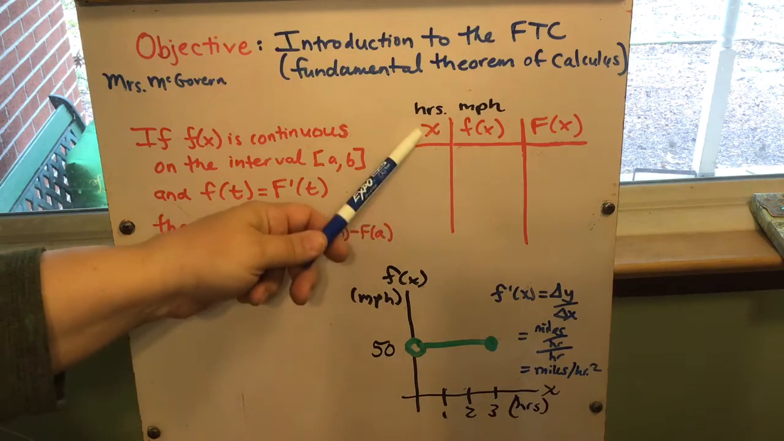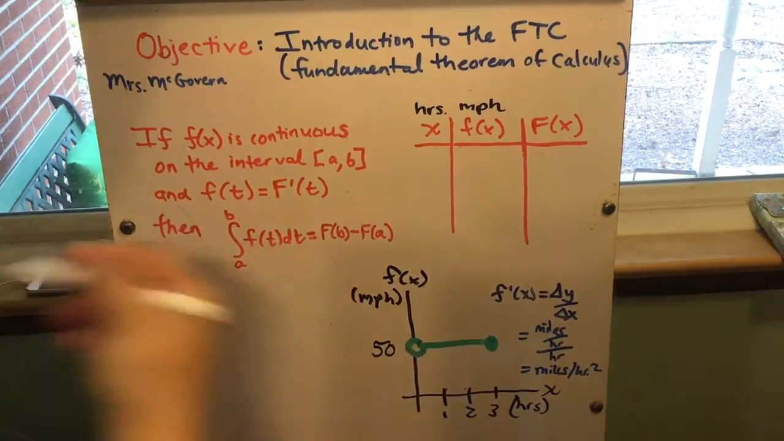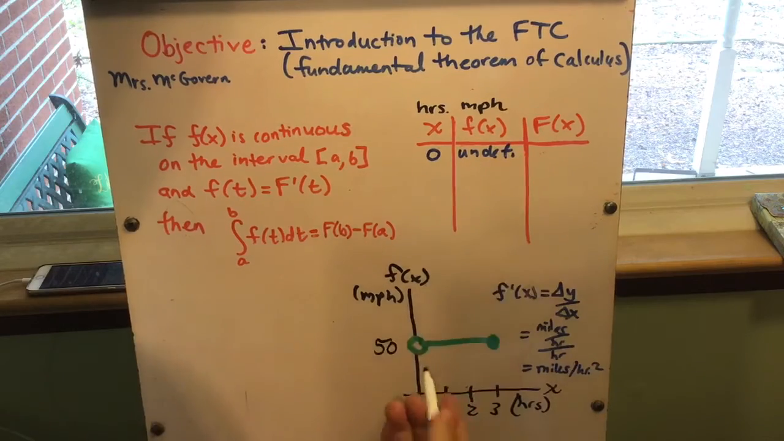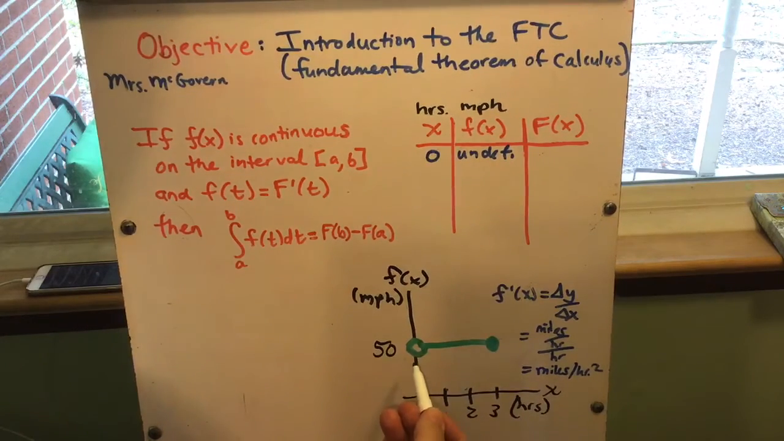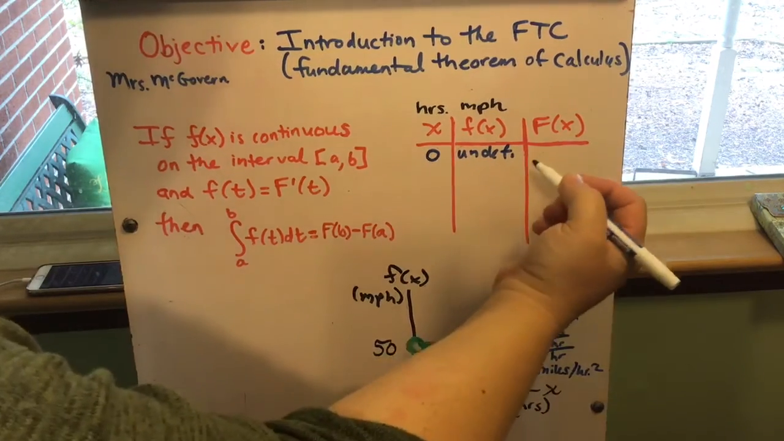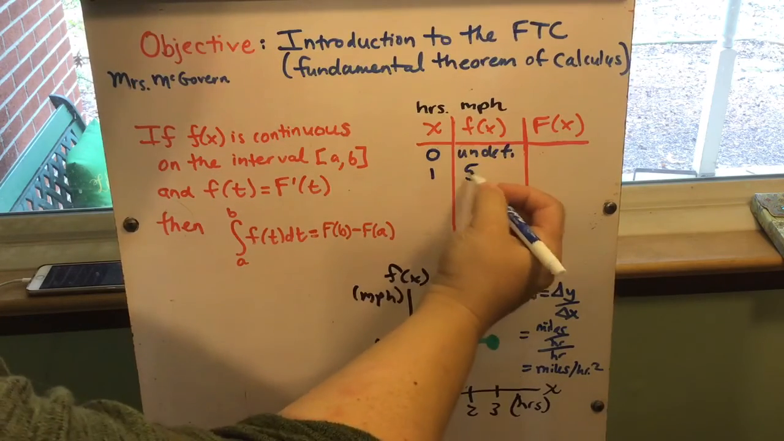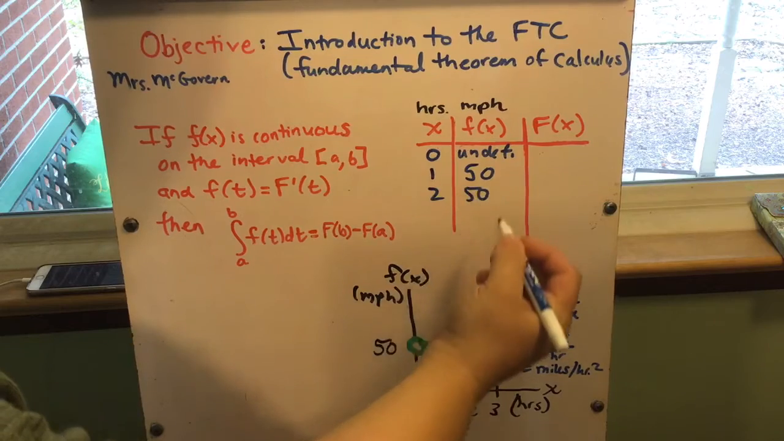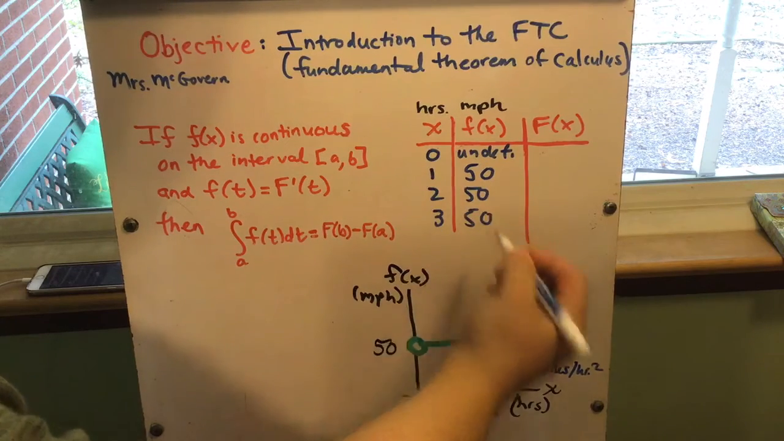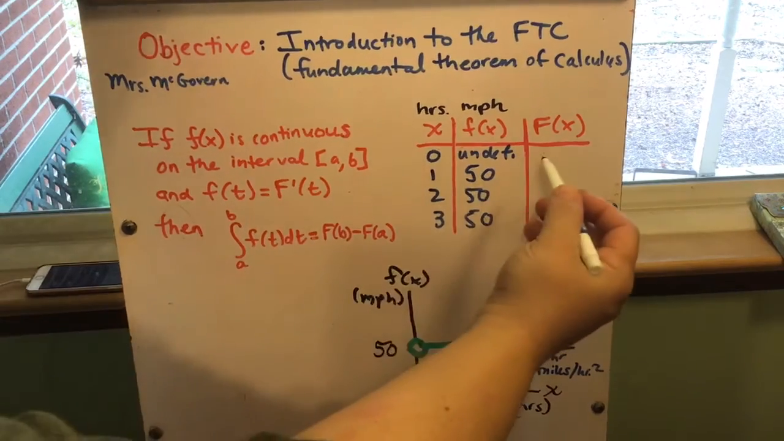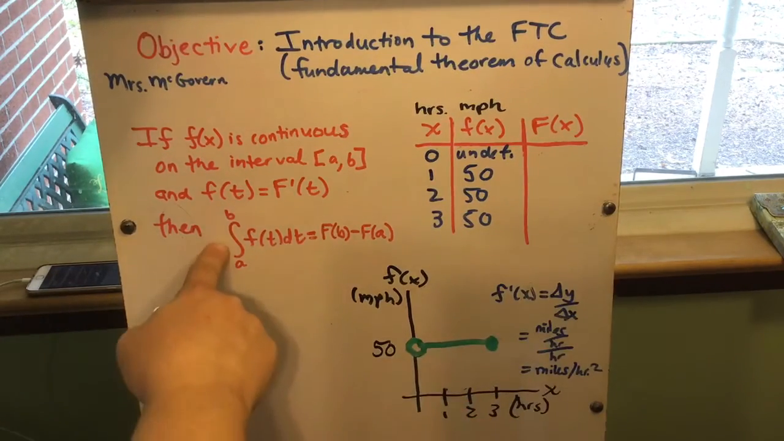So if we were to start with some object that in the beginning didn't have a speed, that's why I drew it as a discontinuous function, that means after 1 hour, the speed is 50 miles an hour. At 2 hours, you're still going 50 miles an hour, and even at 3, you're going 50 miles an hour.